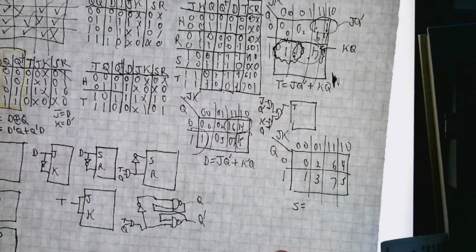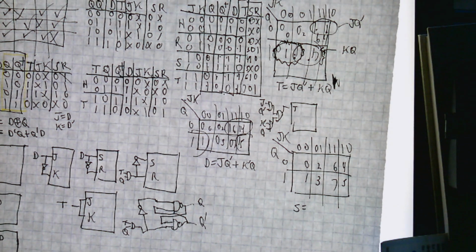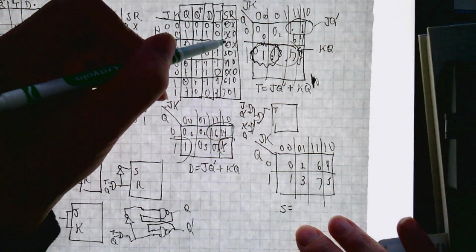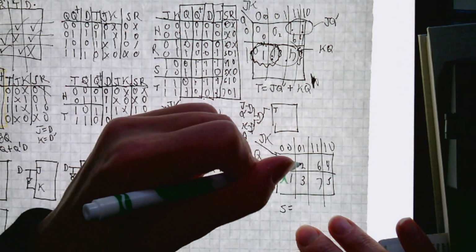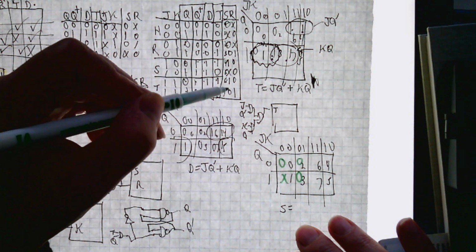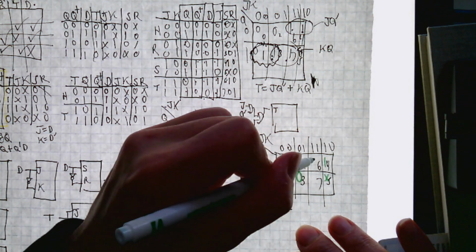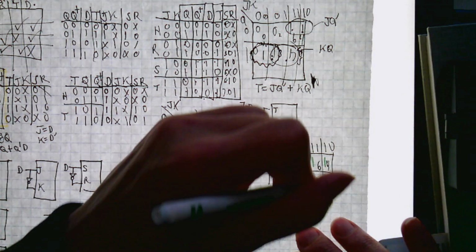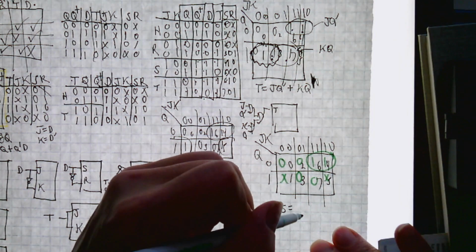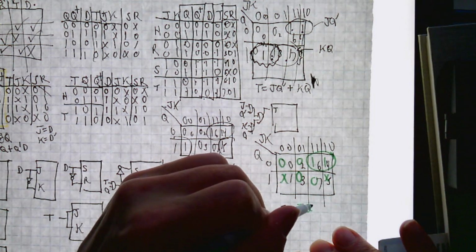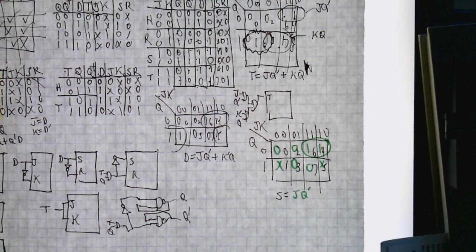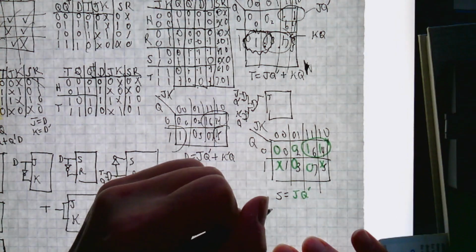and now I think the mistake I made before was I didn't use different colors. So we'll use a different color now. 0X00, 1X10. And so here comes my loop, and that's equal to J Q prime, and now we need another K-map.